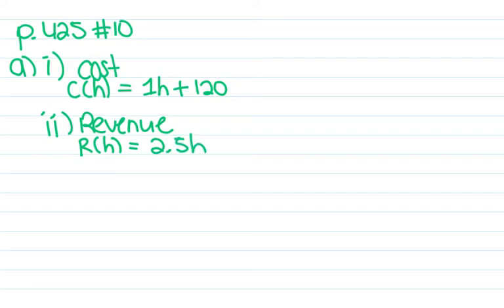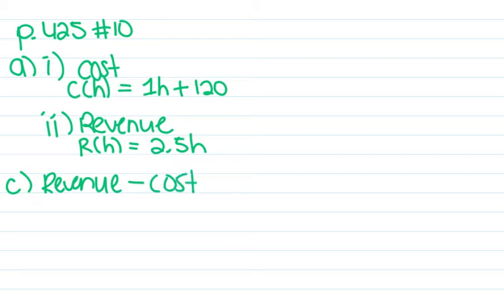Okay, part B says graph these on the same set of axes. We're going to skip that and move on to part C. Identify the break-even point and explain what its coordinates mean. So the break-even point will happen when the revenue and cost are the same. So when revenue minus cost equals 0. So we're going to do that, revenue minus cost.